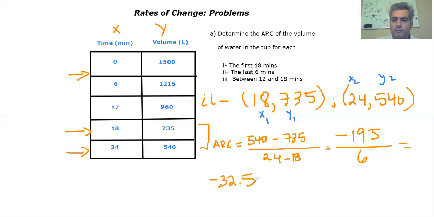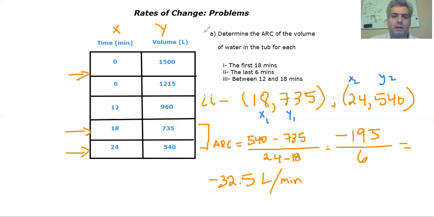And again, the units on the y-axis is liters, and the x-axis is minutes, so liters per minute. And if you want, you can conclude with the statement. The average rate of change is negative 32.5 liters per minute, so the tub or pool is losing 32.5 liters of water per minute.